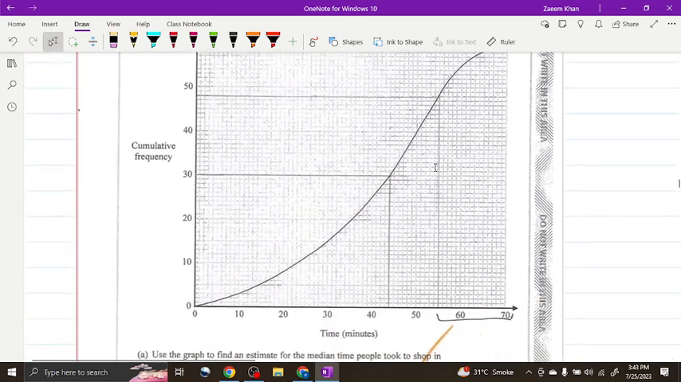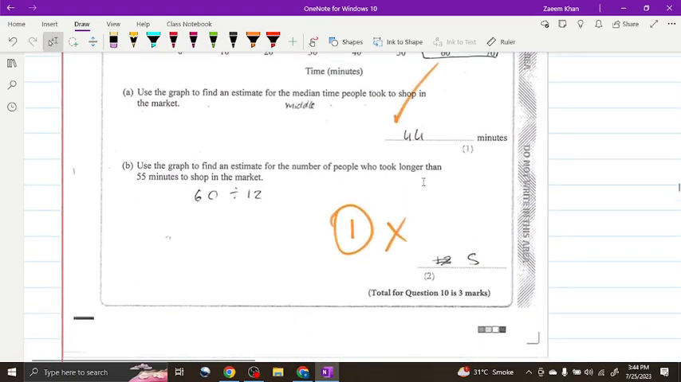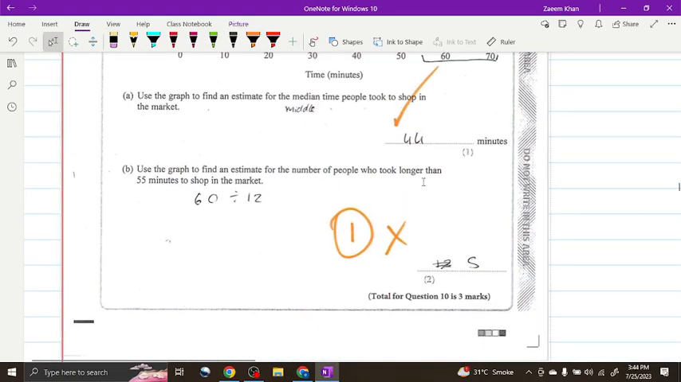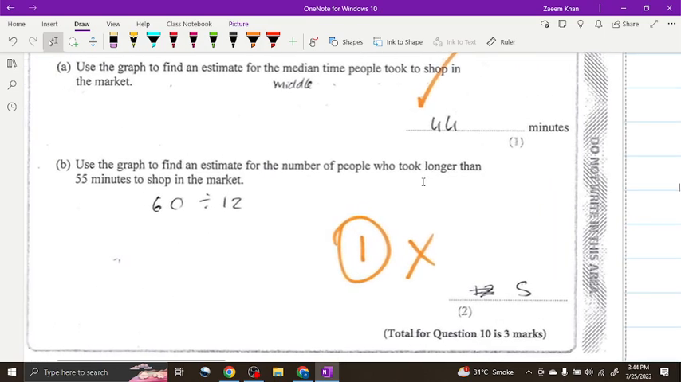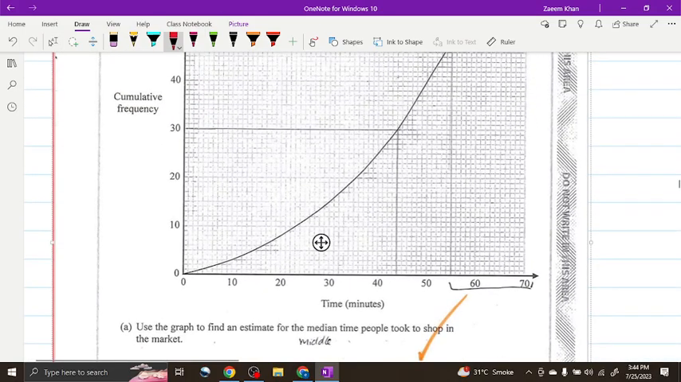Question number 10 is a typical cumulative frequency question. Use your graph. Alright, the first one's correct, the second one is wrong. Use your graph to find an estimate of the number of people who took longer than 55 minutes to shop in the market. We've got time on the x-axis, and I can see that you tried to find the value at 55.